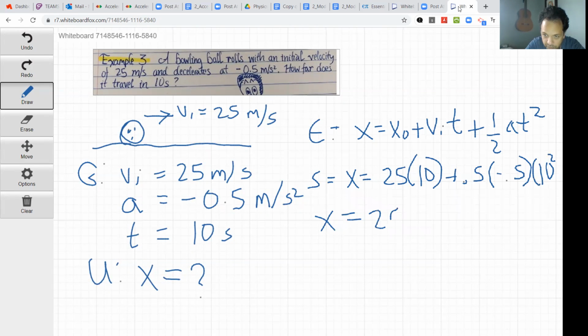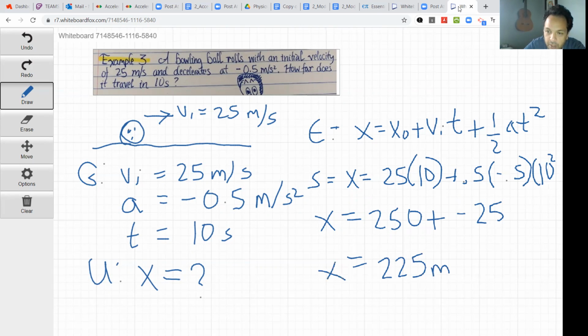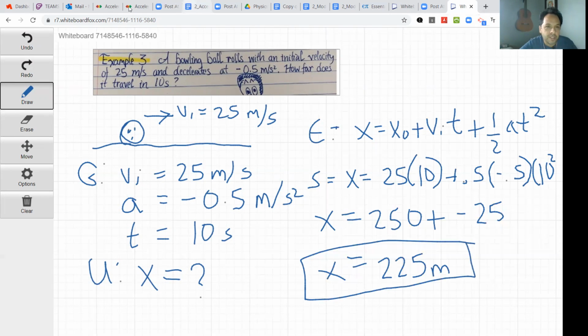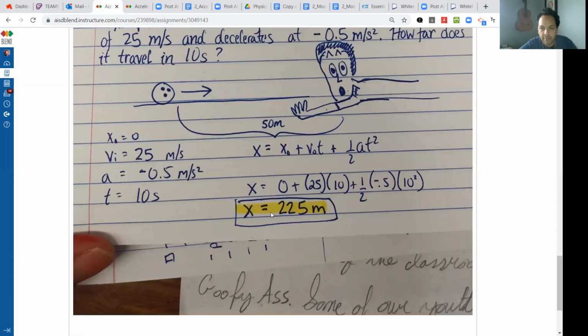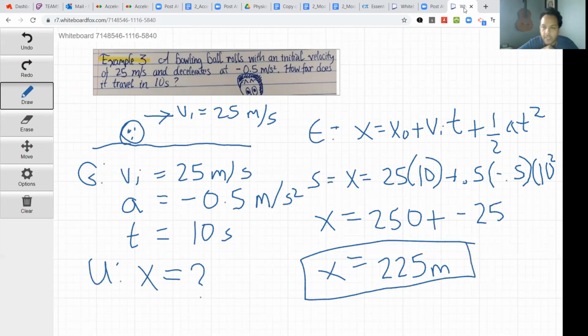So I know that's 250. Let's see, 10 squared is 100 times 0.5, which is 50, times 0.5 again is 25. So that's actually a negative 25. So my answer is 225 meters. So that's how far this ball went. Let me make sure I got the answer right. Yeah, 225. So that's how it's done.